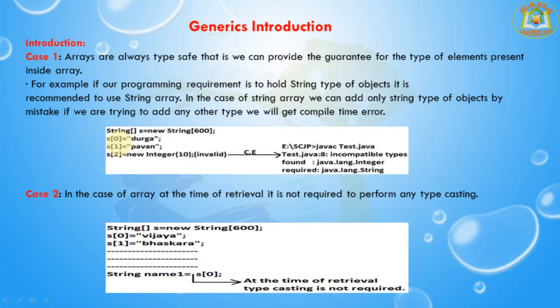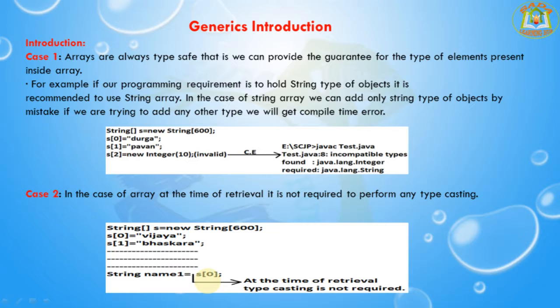Next, case number 3. In the case of arrays, at the time of retrieval, it is not required to perform any typecasting. If you see this one, I'm creating a string array. I'm storing s of 0 with Vijay and s of 1 is Bhaskar. While retrieving, at the time of retrieval, typecasting is not required. I'm getting s of 0. Here, there is no need of typecasting.